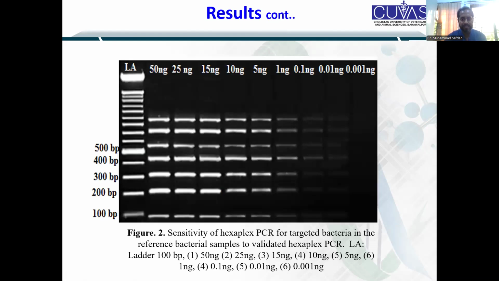Then we checked the sensitivity of this hexaplex PCR for the targeted bacteria. We started with 50 nanogram DNA in the first sample, then 25, 15, and we found detection down to 0.01 nanogram in one tube. This was our limit of detection for the hexaplex PCR. And it shows a very sensitive hexaplex PCR compared to others, based on a thorough literature review.